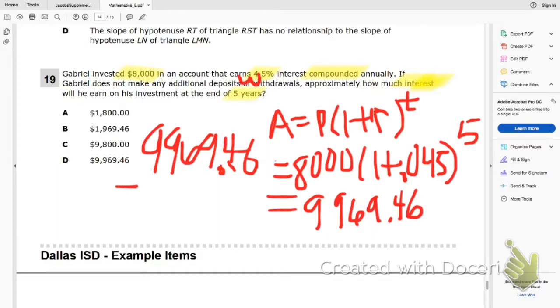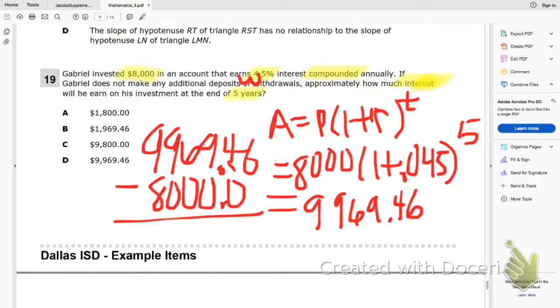So we're going to take 9,969.46 and subtract $8,000. Once we do that, please do it in the calculator. You don't have to do it manually because you may forget to line up the decimals. 9,969.46 minus 8,000, you're going to get 1,969.46. Therefore, the answer is exactly B. And that concludes our ACP review.